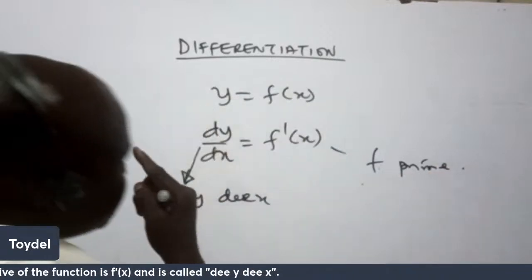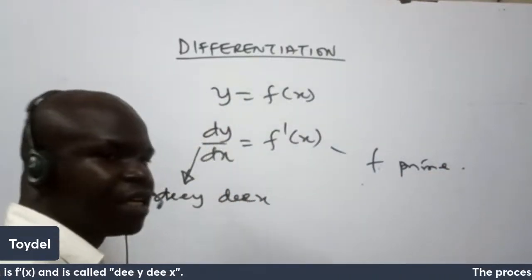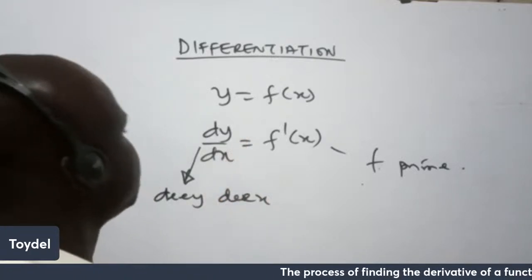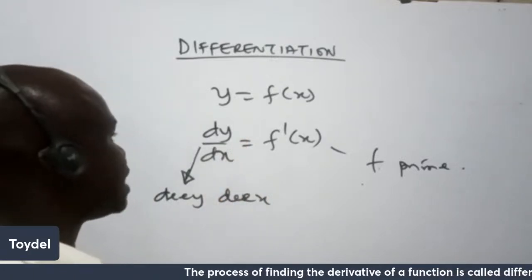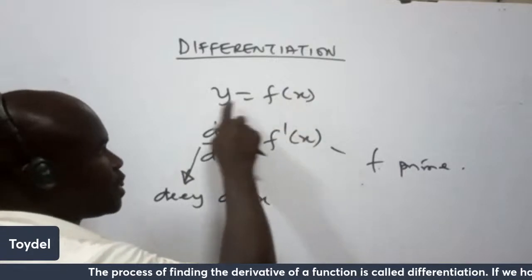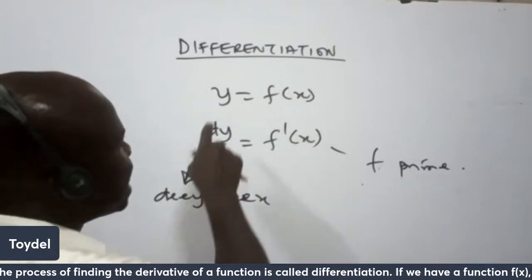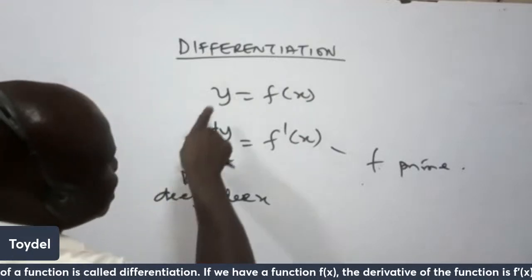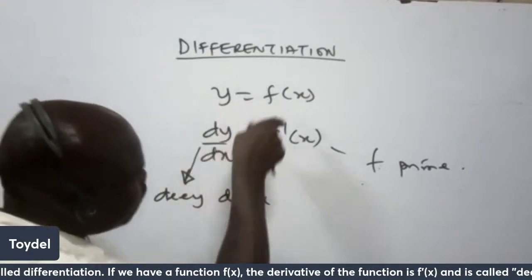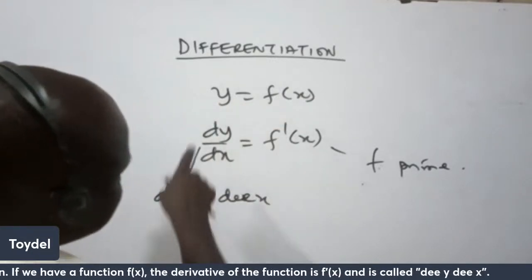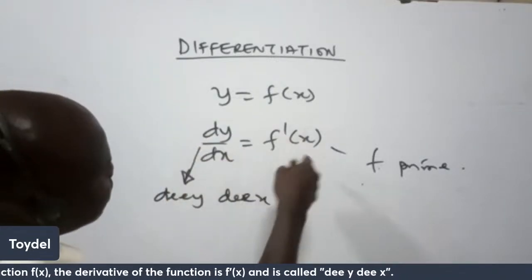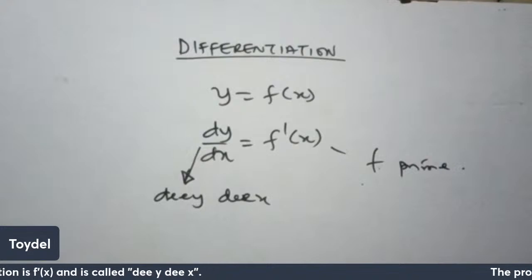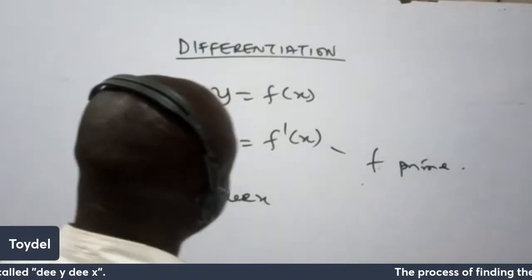So y is called the dependent variable, and x is called the independent variable. Dependent and independent in the sense that we can know the value of x without knowing y, but we can never know the value of y without knowing the value of x. So when there is a slight change in the value of y for a slight change in the value of x, it is called dy/dx. Then it is called the derivative of that function. So that is just a simple introduction to differentiation.